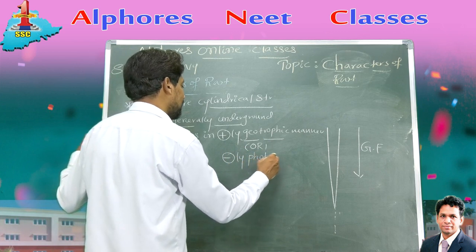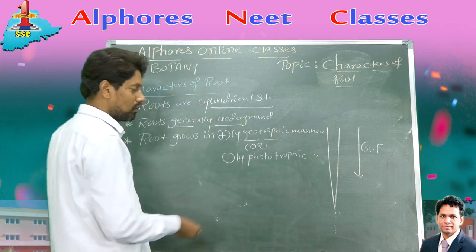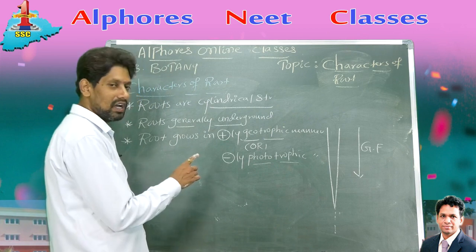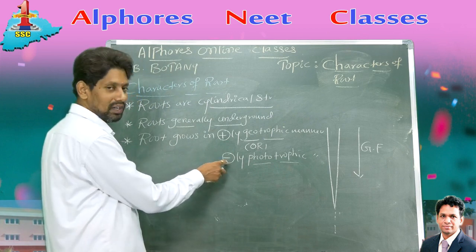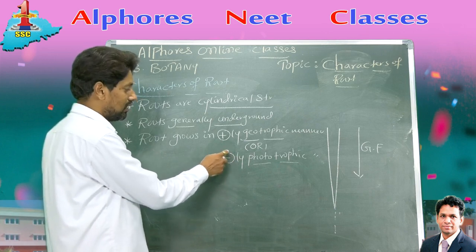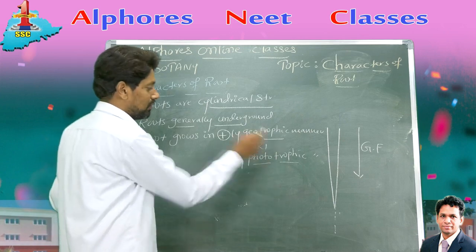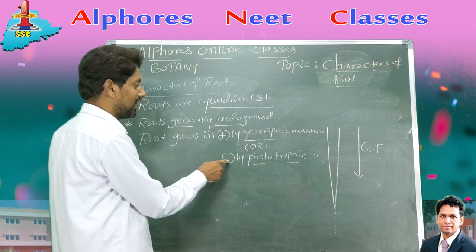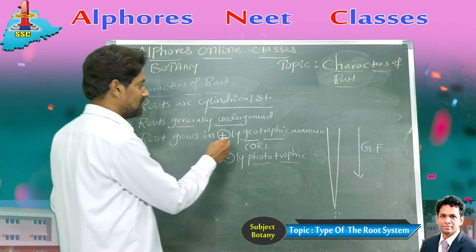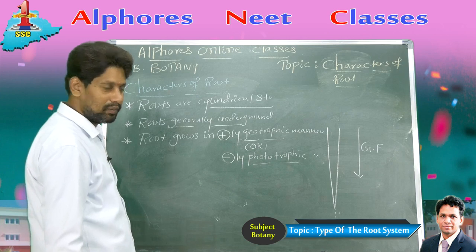Sir, why are we calling it negatively phototrophic manner? Because photo means light, that is sunlight. Trophic means movement. It means here root is moving opposite to the direction of sunlight. That's why we used the indication minus. Therefore, root grows in positively geotrophic manner or negatively phototrophic manner. Is this statement okay?